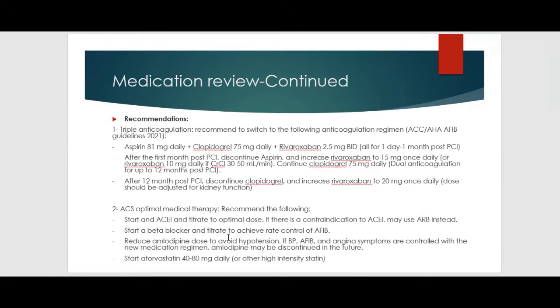Number 2, start a beta blocker and titrate to achieve rate control in AFib. So that's another major thing that I'm looking for here. And number 3, reduce amlodipine dose to avoid hypotension. If blood pressure, atrial fibrillation, and angina symptoms are controlled with the new medication regimen, which is beta blocker and ACE inhibitor or ARB, then amlodipine may be discontinued in the future. I don't see a reason why the patient should be on amlodipine in addition to everything else, unless she is hypertensive despite everything else.